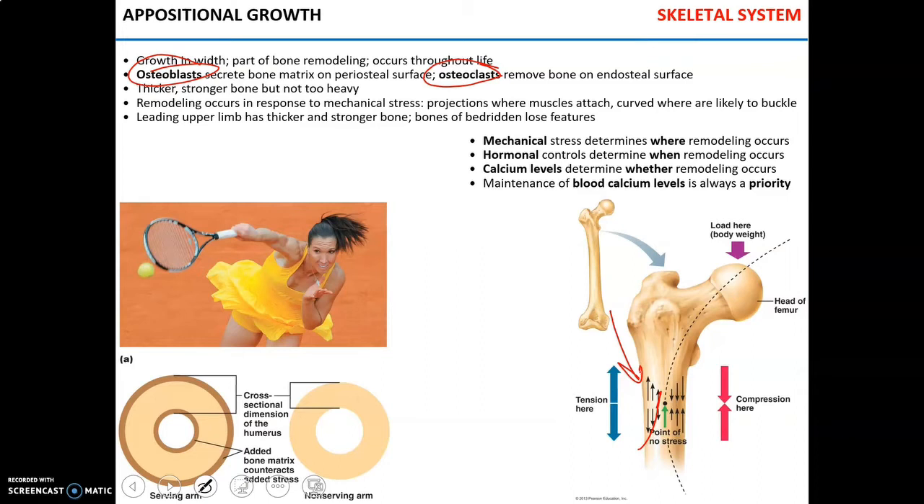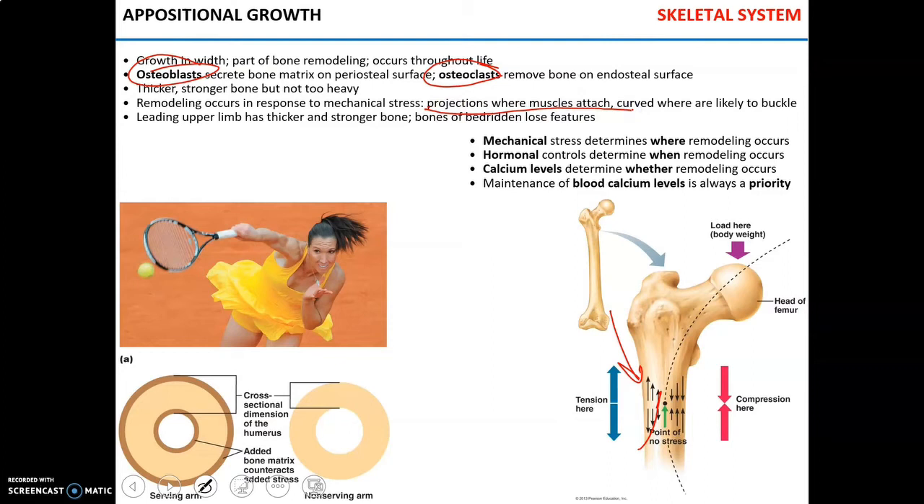The remodeling essentially requires calcium, and this is one of the most important conditions for the successful bone remodeling. Now, remodeling of the bone happens in response to a particular mechanical stress. For instance, bone projections can be found where muscles attach and pull on the bone.